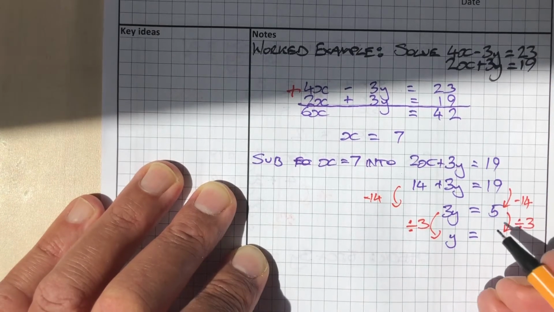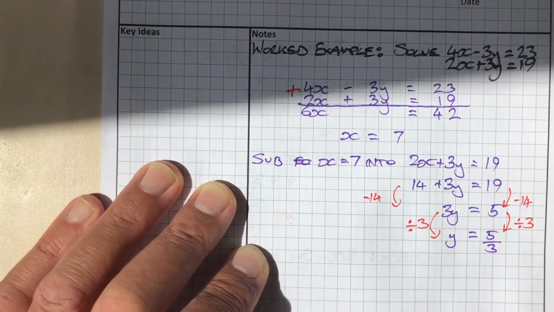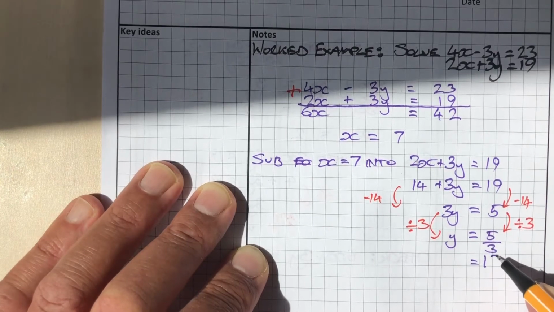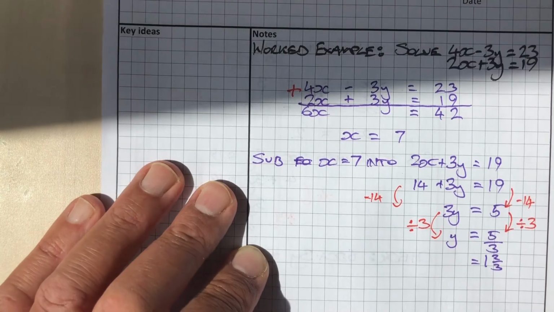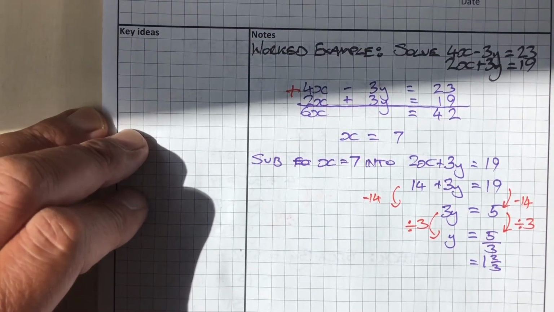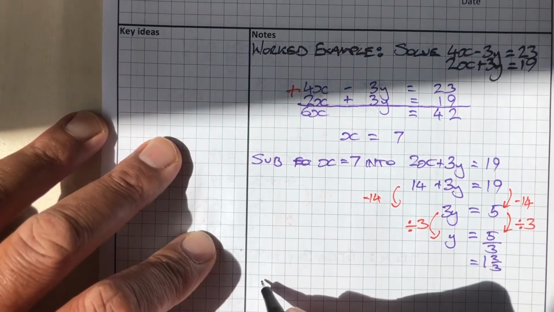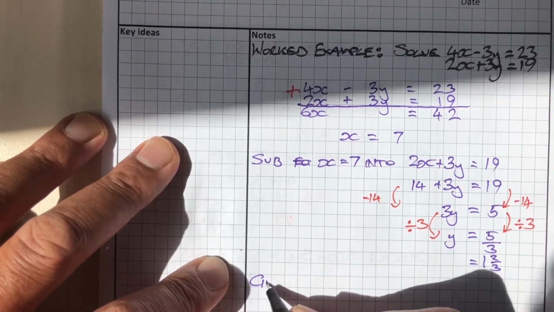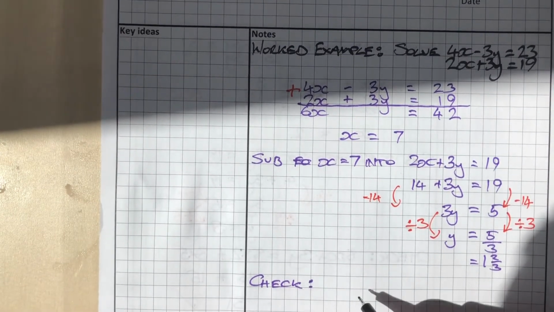It gives me y equals 5 divided by 3. 5/3. Or, if you prefer, 1 and 2/3. All right, now what? Now I'm going to substitute. No, not. I've got my answer, so I'm going to check by using the equation I haven't used before.